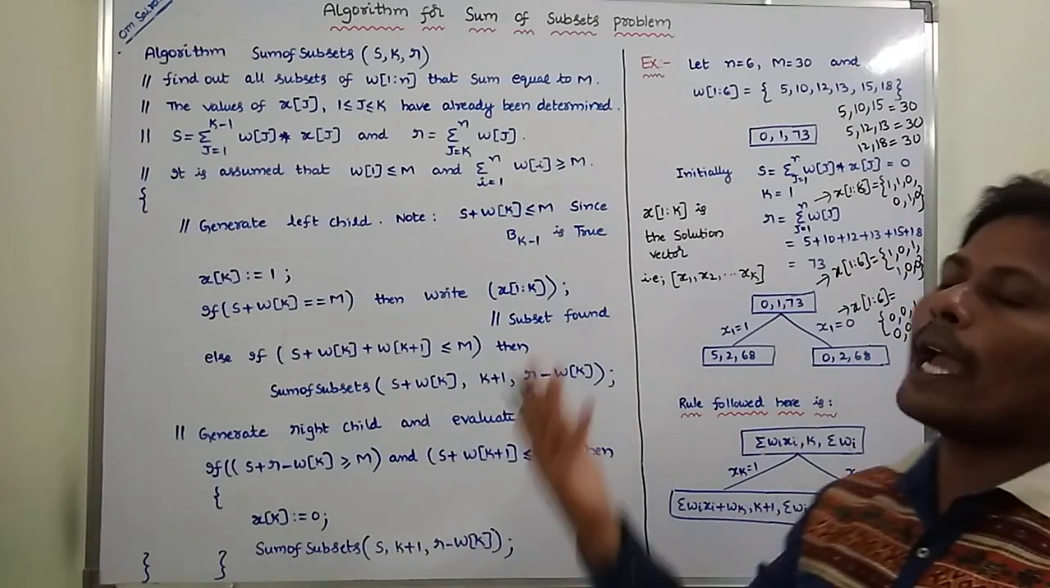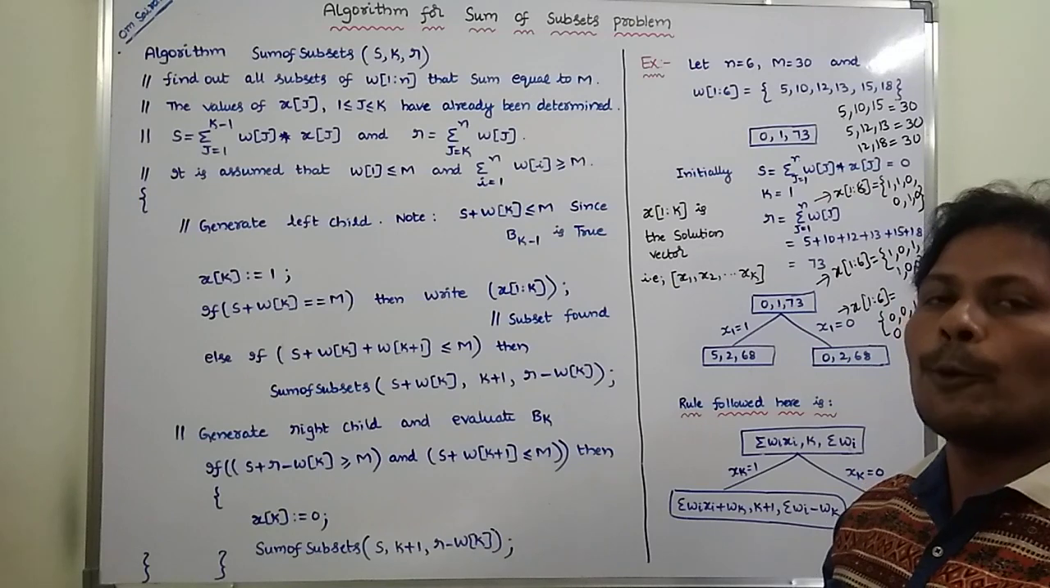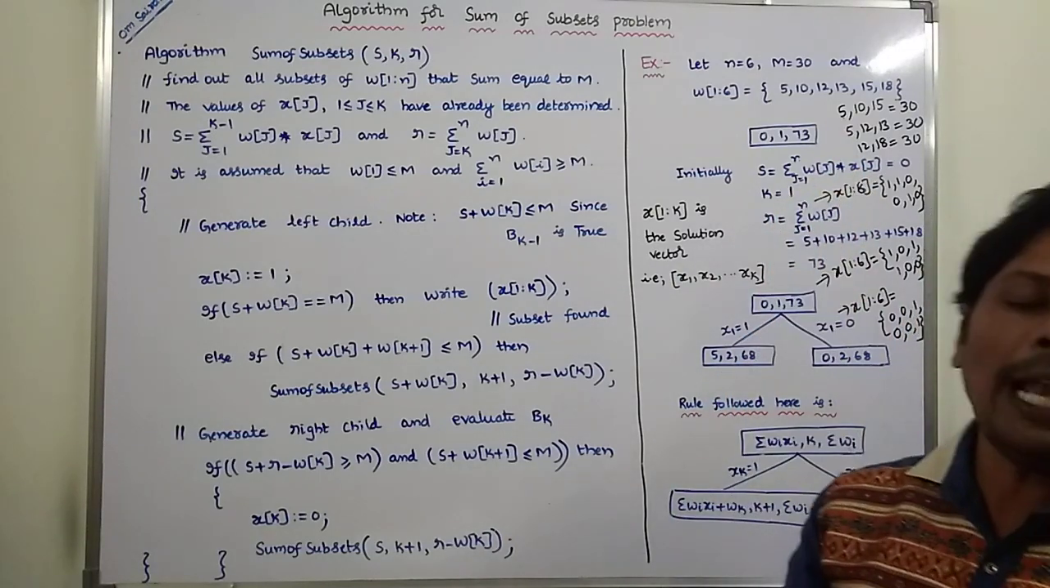In this way, we have to find out the subsets whose sum is equal to capital M.